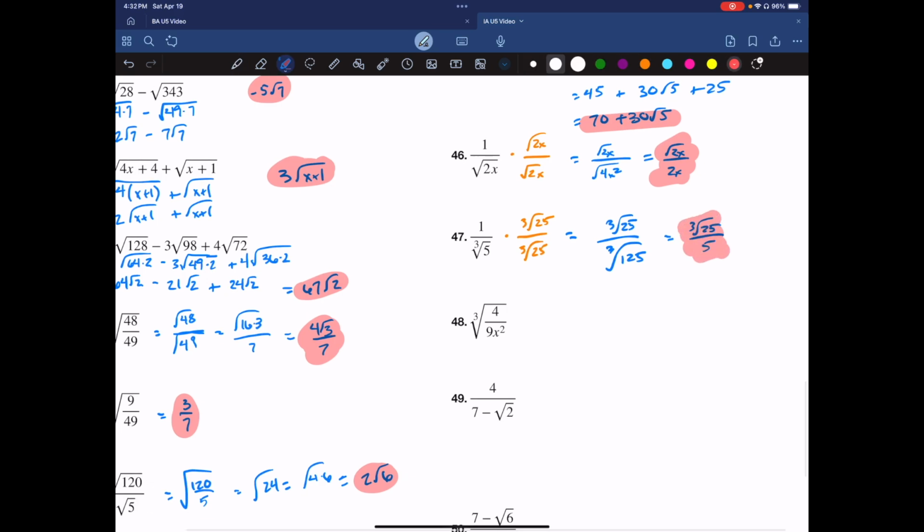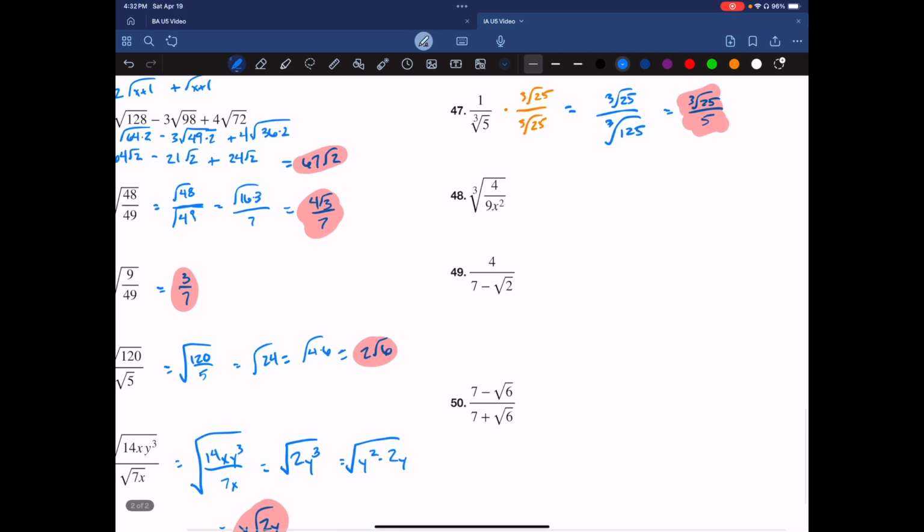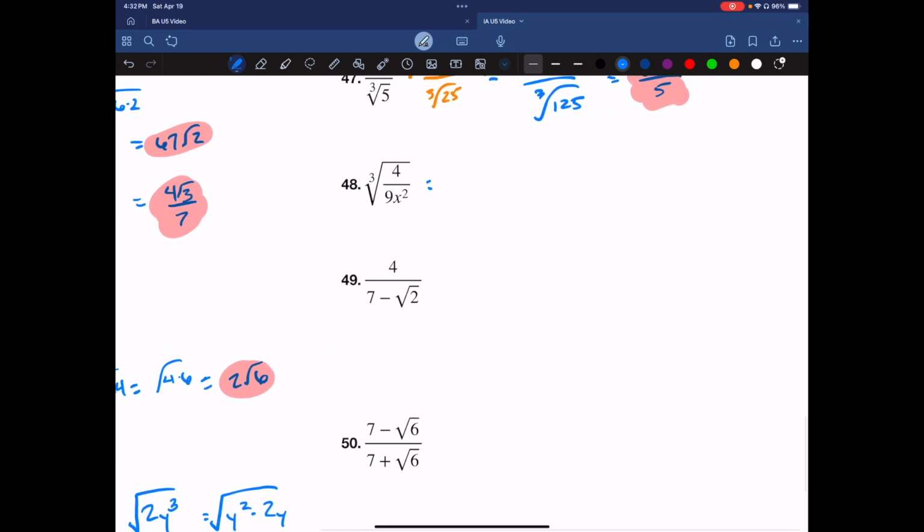Okay. All right. 48. Let's see. I'll take the cube root. Again, I'll split this up. So the cube root of 4 over the cube root of 9x squared. I don't need much on the bottom, but I do need something. Let's see. 9 is 3 squared. I need another 3. This is going to be the cube root of 3. And x squared is really close. I only need one more x. So I'm going to multiply by the cube root of 3x. So on top, that's simply going to be the cube root of 12x, because 4 times 3x is 12x. And then on the bottom, it's going to be the cube root of 27x cubed, which is a perfect cube. So this is going to be the cube root of 12x over 3x.